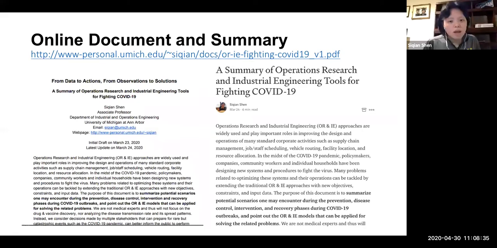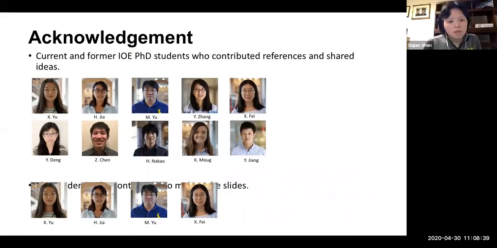Before I start, I just want to thank all the people who gave me help, especially these PhD students who have their own projects to work on, but at the same time devoted their time to help me collect references and make the slides. So thank you to my former and current PhD students. In fact, a lot of former PhD students gave a lot of help as well, because they are working on the front line as research scientists at Google and Amazon, and they have a lot of real world problems they're addressing daily right now.